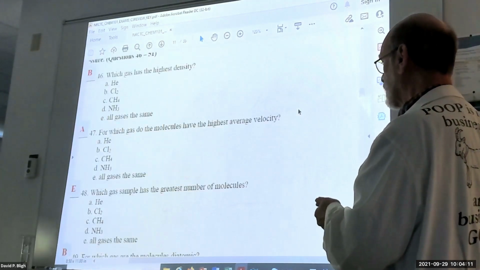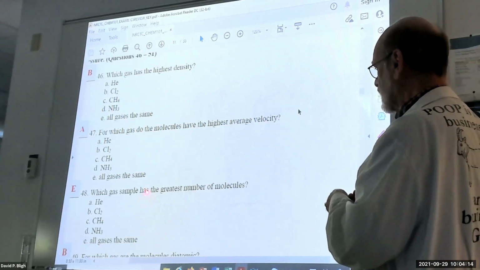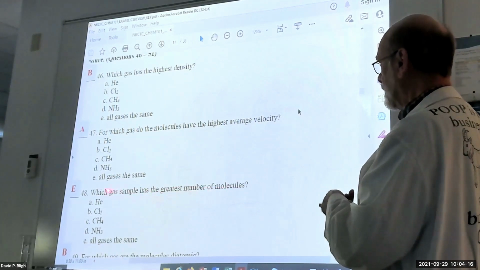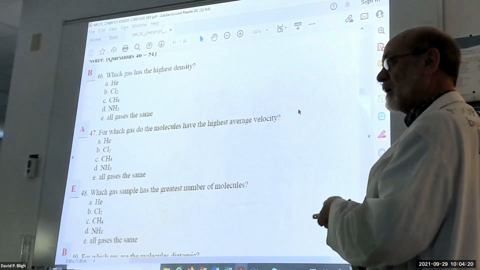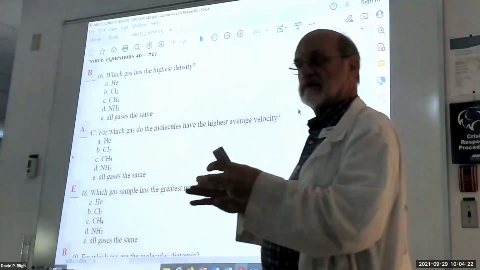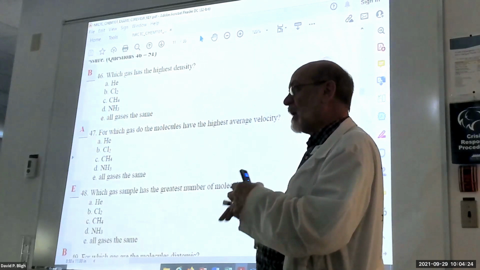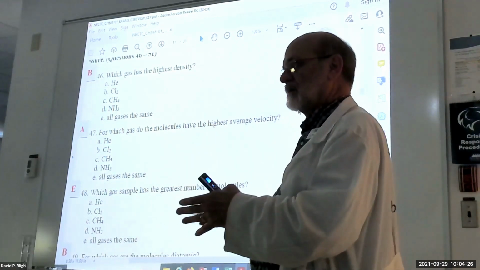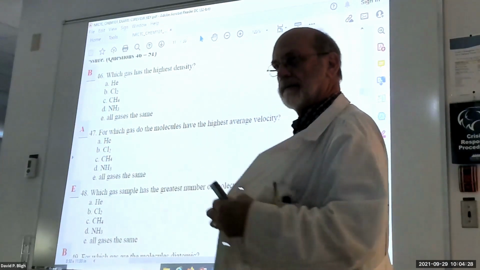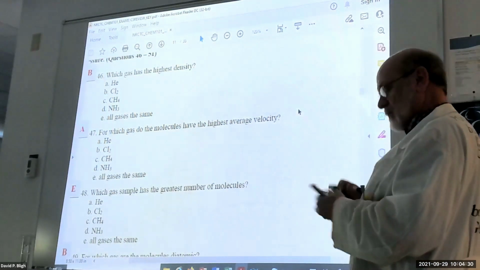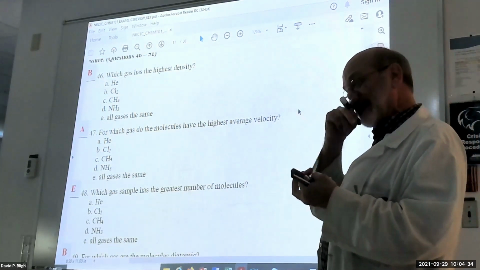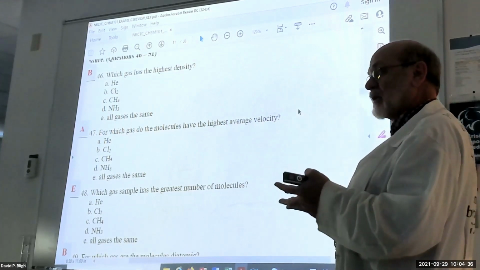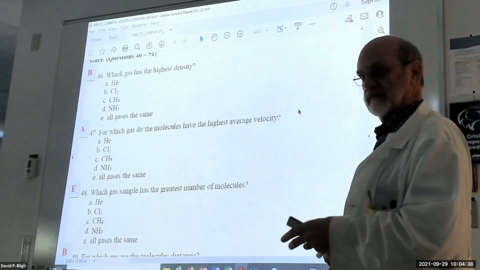Let's go back up to 48. Which gas has the greatest number of molecules? They all have the same number of molecules under those conditions. We know that the number of molecules has to be equal. That's what Avogadro said. If pressure, volume, and temperature are identical, then the number of molecules has to be the same.